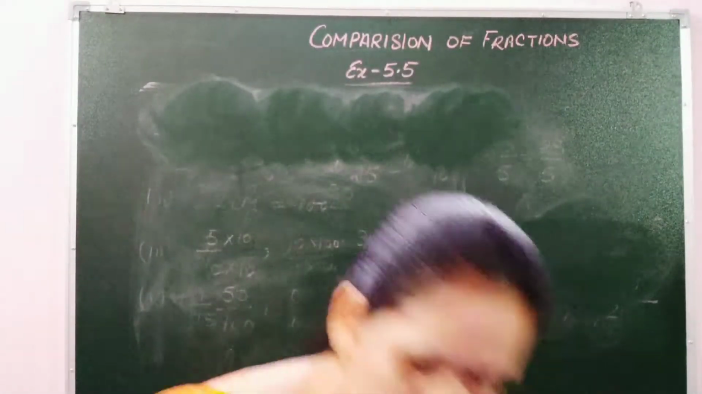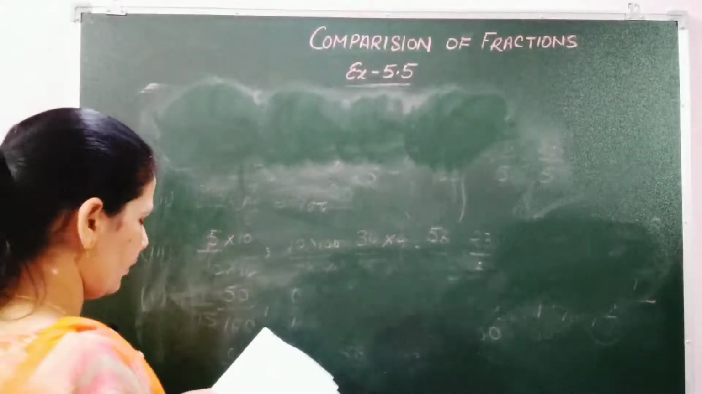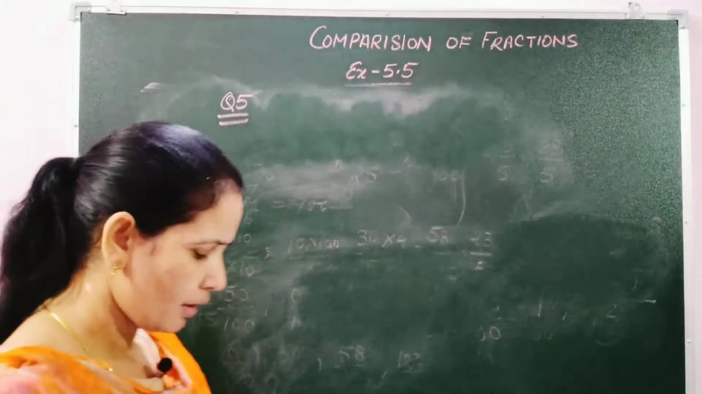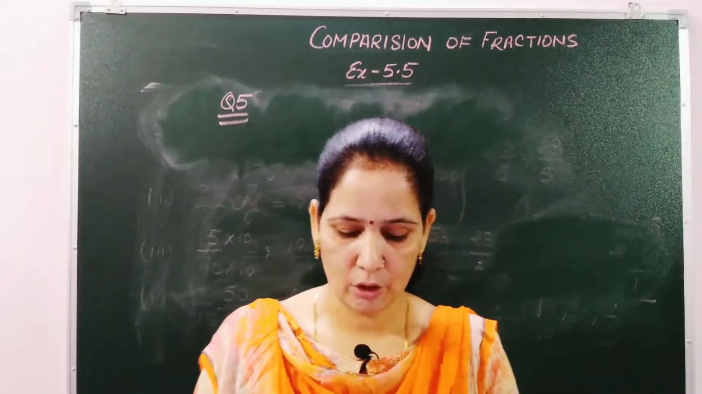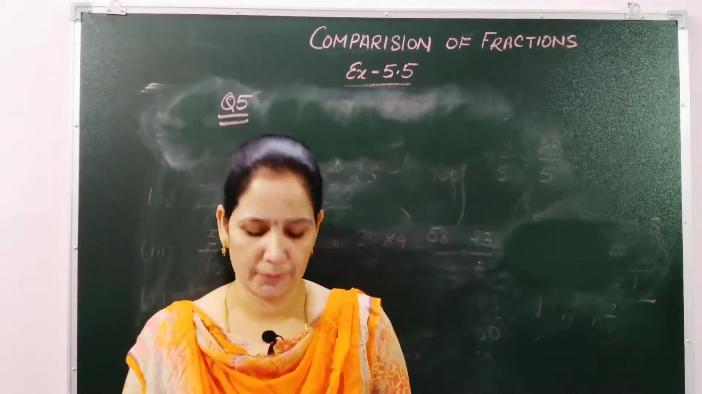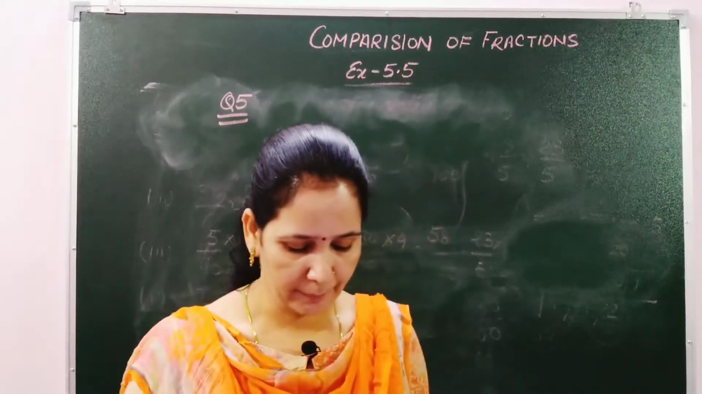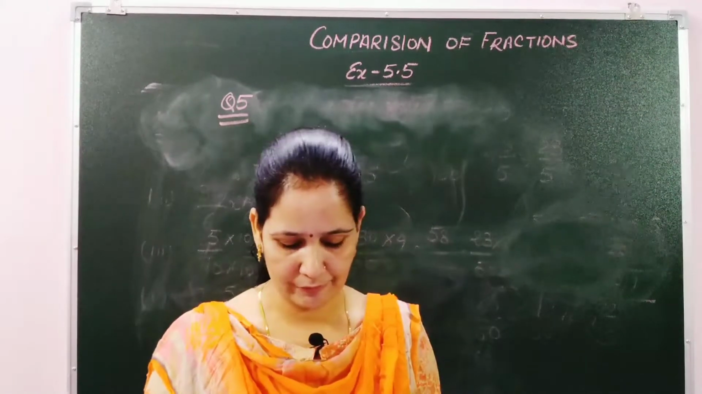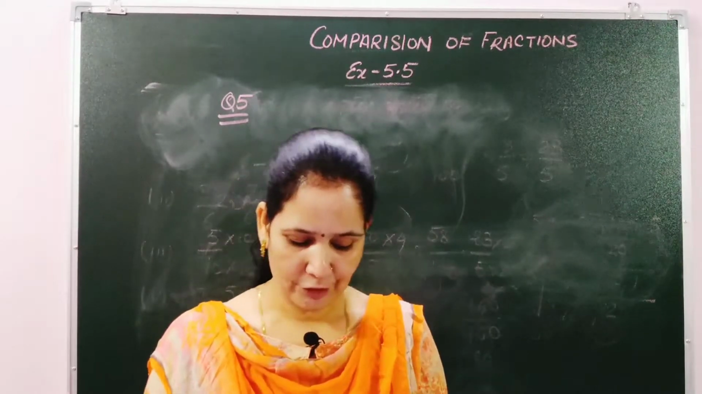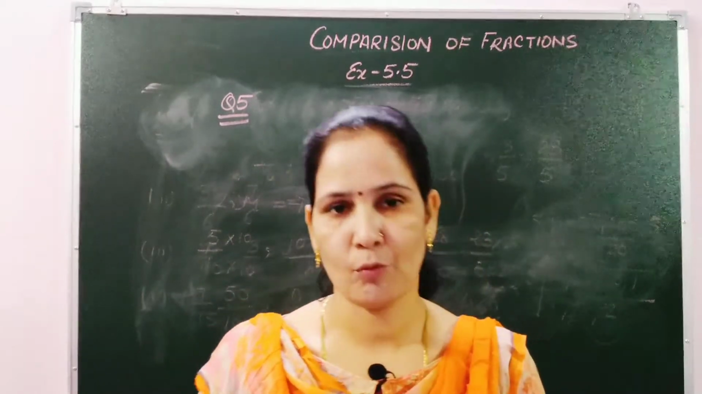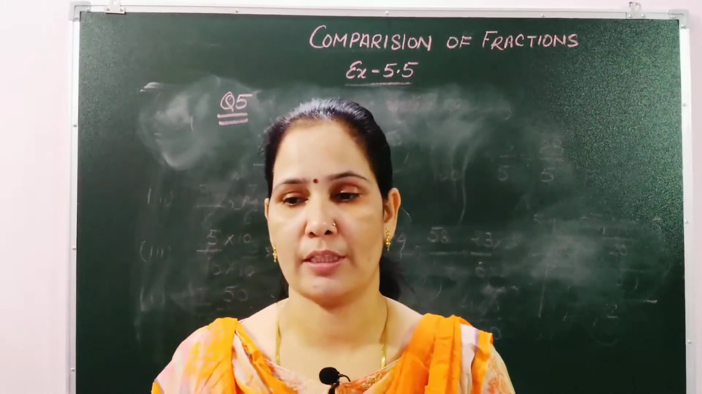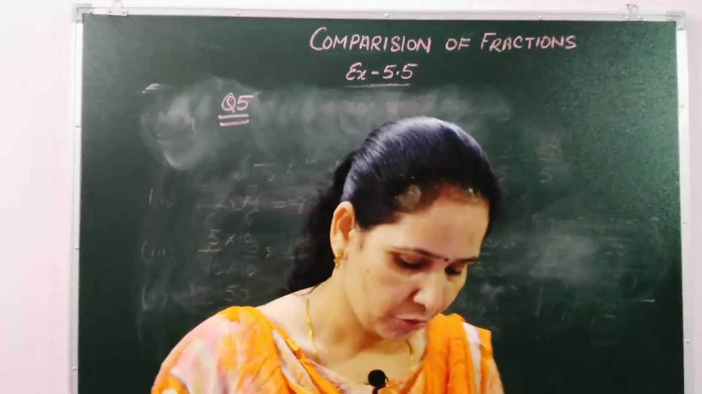Now students, question number 5. In question number 5 they have given, Reshma purchased a packet of 18 pens. This question is given in the form of a word problem. So Reshma purchased a packet of 18 pens for rupees 56 and another packet of 8 pens for rupees 45. Which packet was costlier and why? So students, we have to find out which packet is costly. Okay, so let's see students.